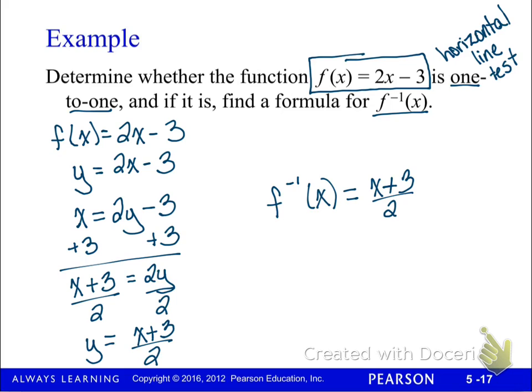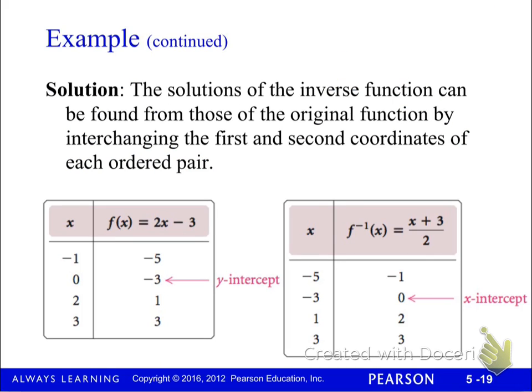Now, let's take a few minutes and look at what this means. So, on the left, what I have is my original function. This is my original function. Okay, and this is a table of values. These are not all of the values for this line, because a line has infinitely many points. But this is a table of values for my original function. Then here is my inverse function.